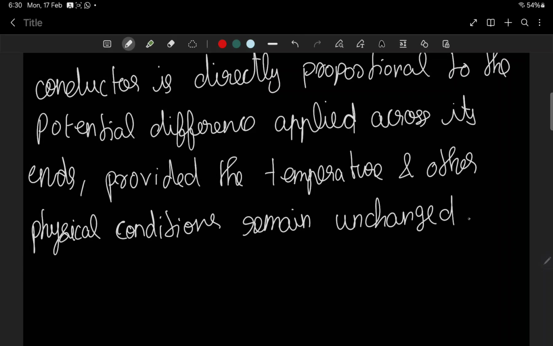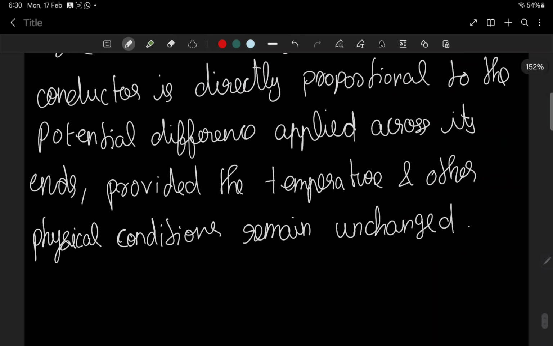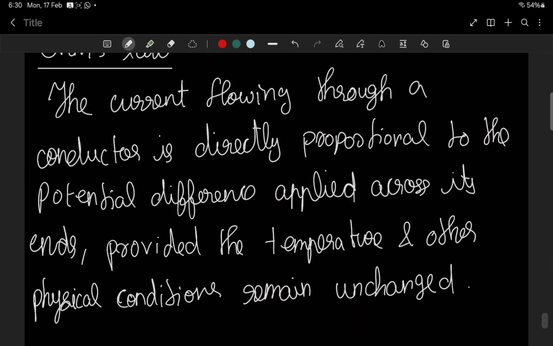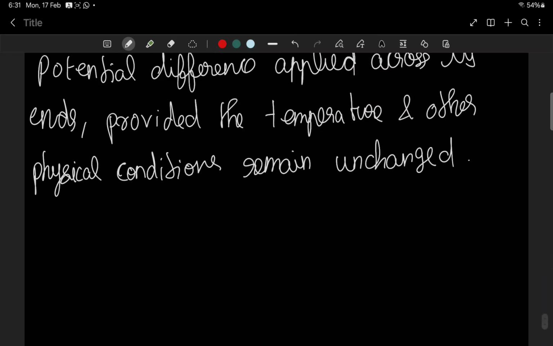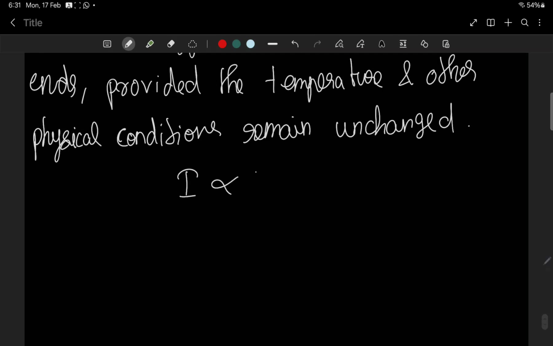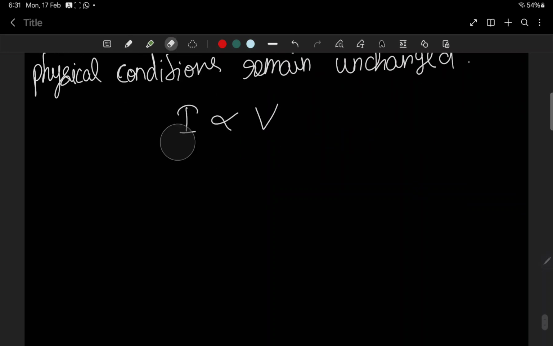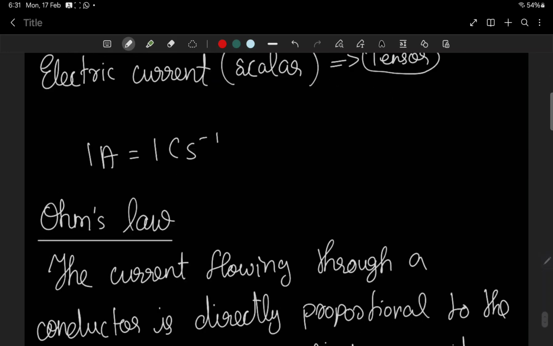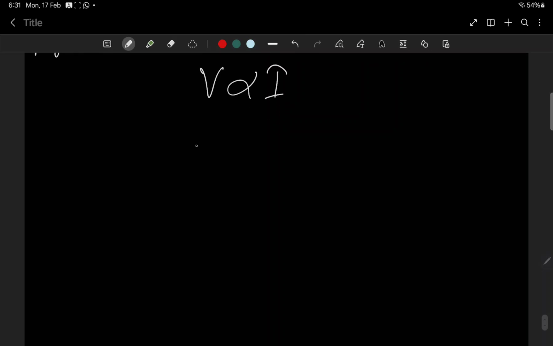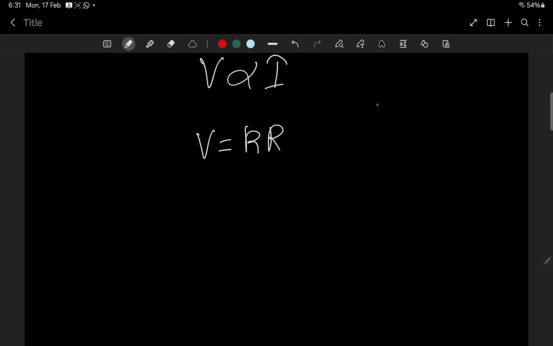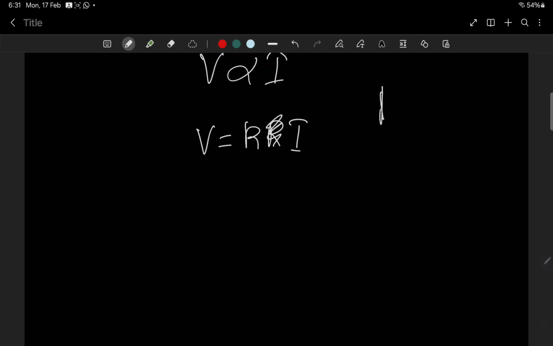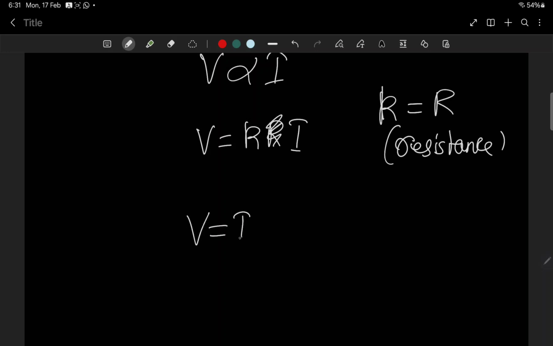So what is Ohm's law? It says that I is directly proportional to the potential difference applied across its ends, provided that the temperature and other physical quantities remain unchanged. That is, I is proportional to V. We will write it like this: V is directly proportional to I. So V equals K times I, where this K is equal to R, that is, the resistance of the conductor. Hence, Ohm's law gives us the equation V equal to IR.